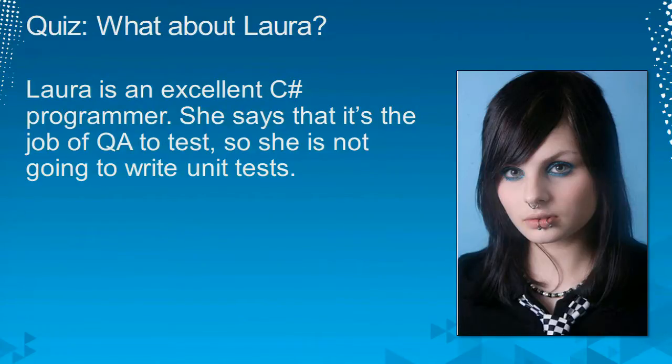So Laura is an excellent C# developer. But you know what? She says it's the job of QA to test, so she's not going to write unit tests. What do you think? Is there a dysfunction here? I mean, she basically just said some weasel words. That's not my job. I do this, you do that. There's no collective we. There's no team here.